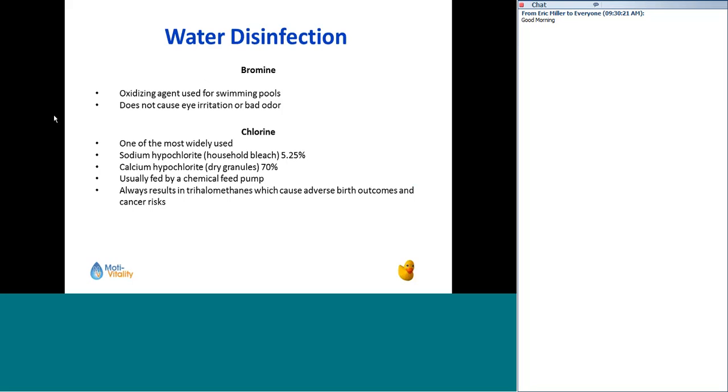So here's the thing with chlorine. It's an excellent disinfectant. It does kill the bad stuff in the water, okay? And it does have a residual. It stays in the water. And it continues killing long after it's killed. So it's the killing that keeps on killing.